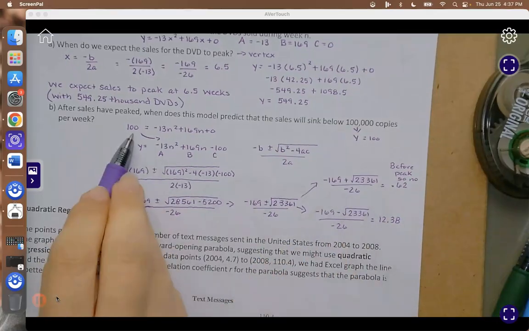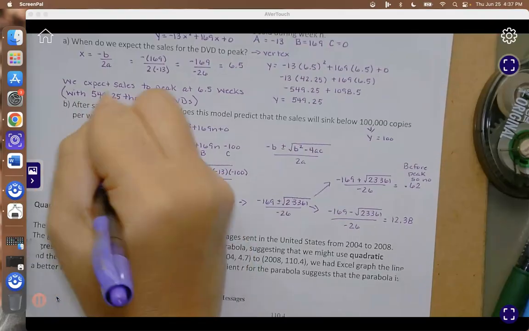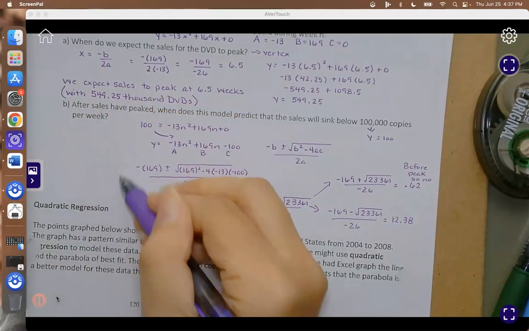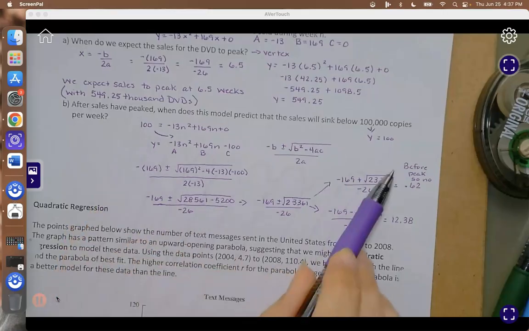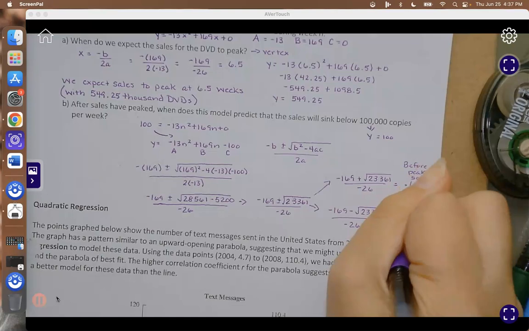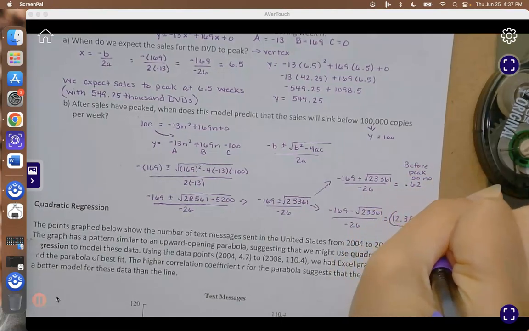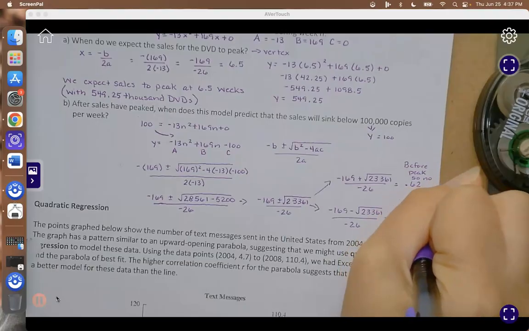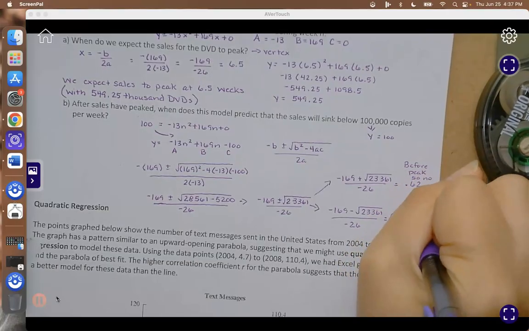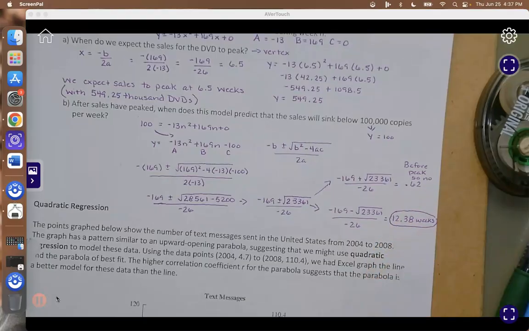So it's going to hit 100. So that's when it hits 100 the first time, because remember you have your parabola. So it hits 100 the first time in a little over half a week. So it's going to come down to 100,000 at 12.38 weeks, or almost 13 weeks. Okay?